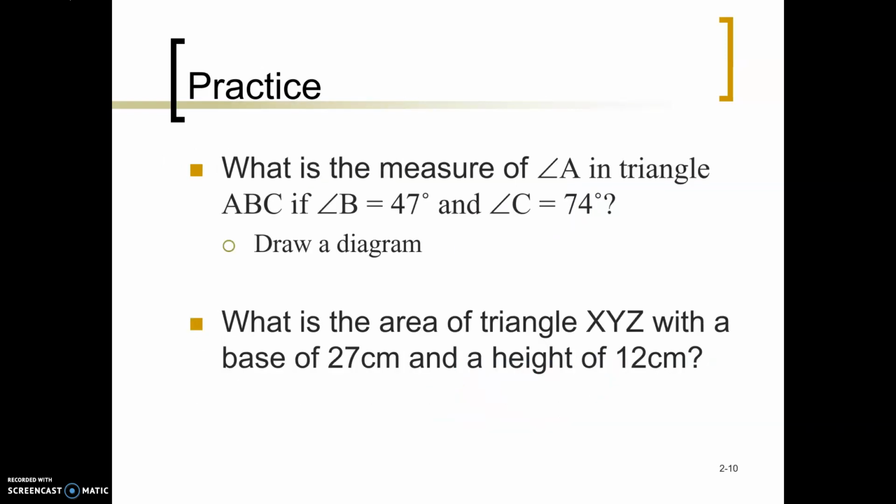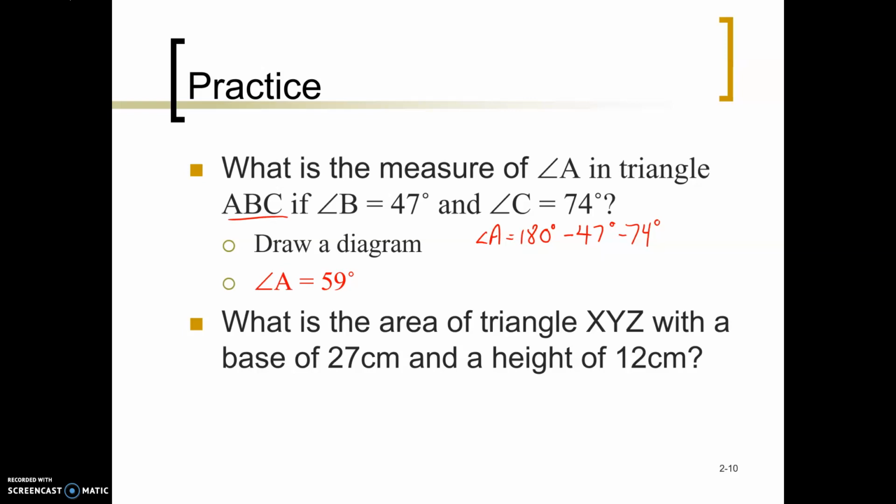Okay, now it's time to pause the video and practice these two questions. In this first question, what is the measure of angle A in a triangle ABC if angle B is 47 and C is 74? Well, this makes use of the triangle sum theorem that the sum of all three angles is 180 degrees. So we must say that angle A is 180 minus 47 minus 74, which is 59 degrees.